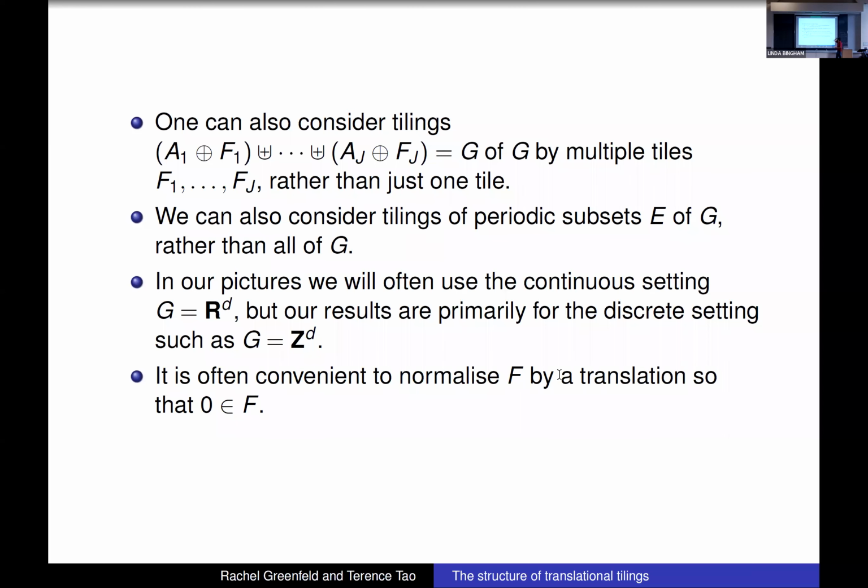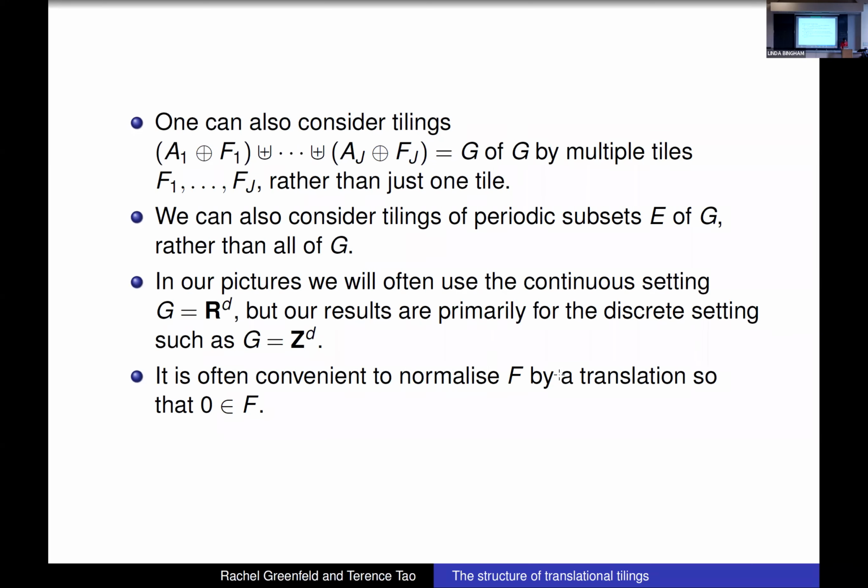For pictures, we will normally look at tiling Euclidean space, but many of our results are actually set in the realm of lattices, discrete groups. And there's actually quite an interesting question: what is the relationship between tiling in continuous domains like Euclidean space and tiling in discrete domains? And often the location of the tile is not really important, so we often normalize it so that the tile contains the origin. That's a convenient normalization. Okay, so those are the definitions.